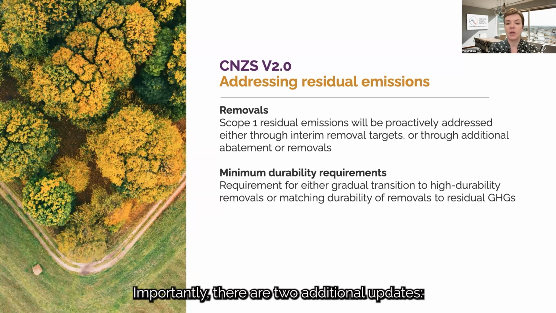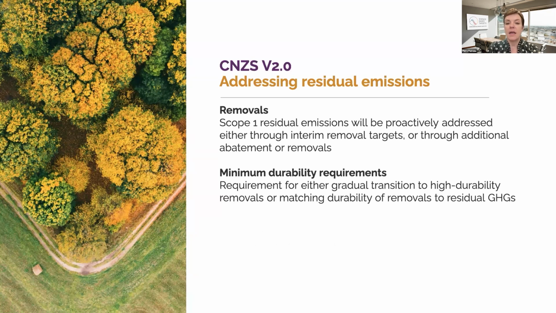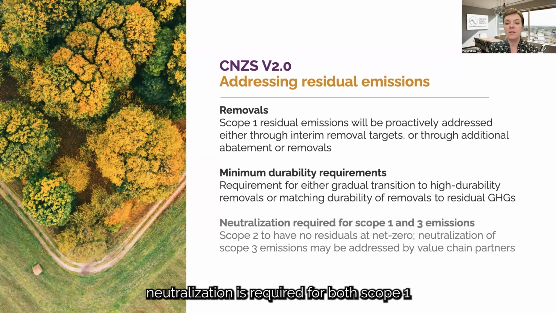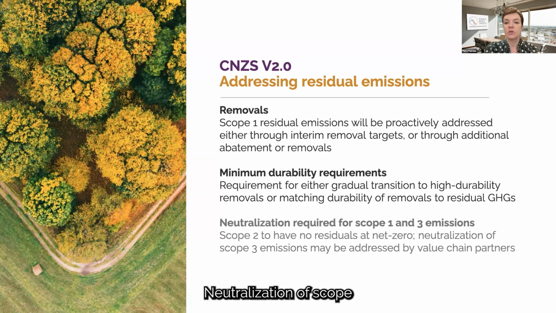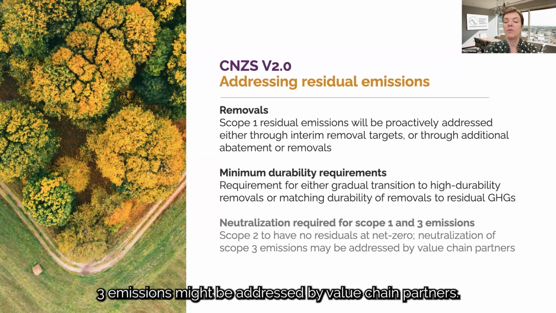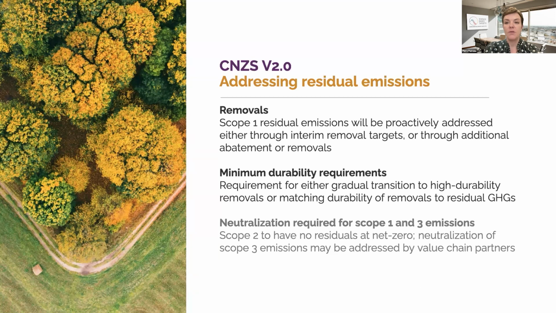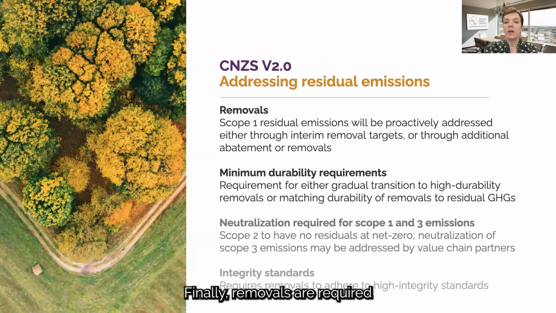Importantly, there are two additional updates. In the net zero target year, neutralization is required for both Scope 1 and Scope 3 residual emission, assuming there are no Scope 2 residuals. Neutralization of Scope 3 emission might be addressed by value chain partners. Finally, removals are required to adhere to high integrity criteria, which will be further defined during the consultation process.